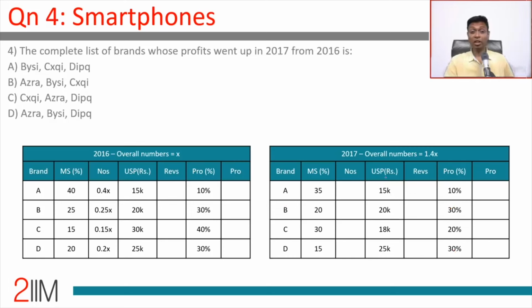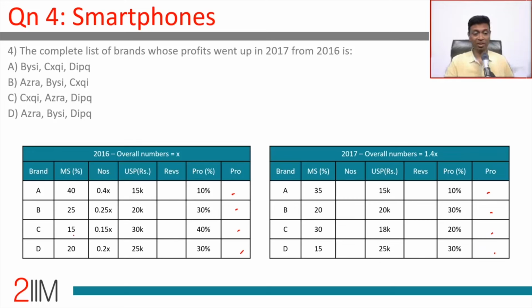The complete list of brands whose profits went up in 2017 from 2016 is, we have to find the actual profits here, here, here, here, and actual profits here, here, here, here, and then compare. And that's going to be time consuming. I'm just going to see if there is a shorter, juicier way. And so think about this.